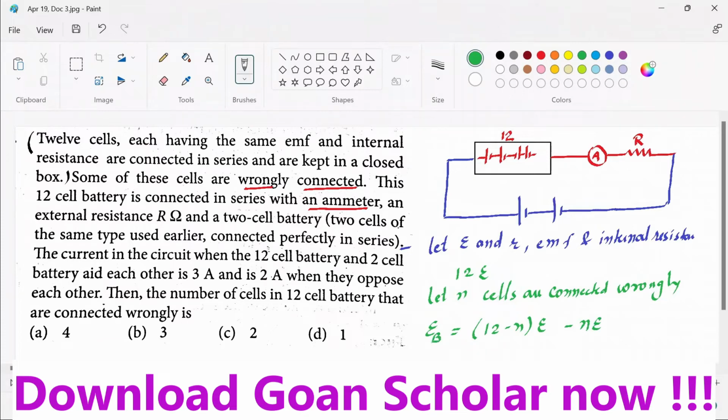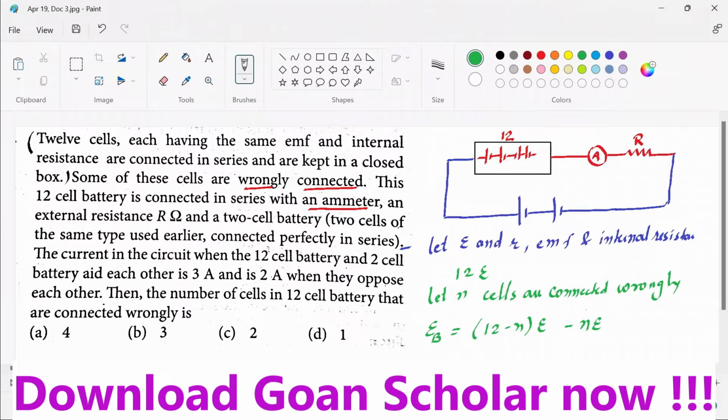Let me repeat again. If there are N cells which are wrongly connected, then how many are right, in a perfect order? 12 minus N. So what will be the equivalent EMF of those rightly connected cells? 12 minus N times E. And what's the equivalent EMF of the wrongly connected? NE. So this and minus. Why minus? Because they are wrongly connected, right? They are not adding up to the equivalent voltage.